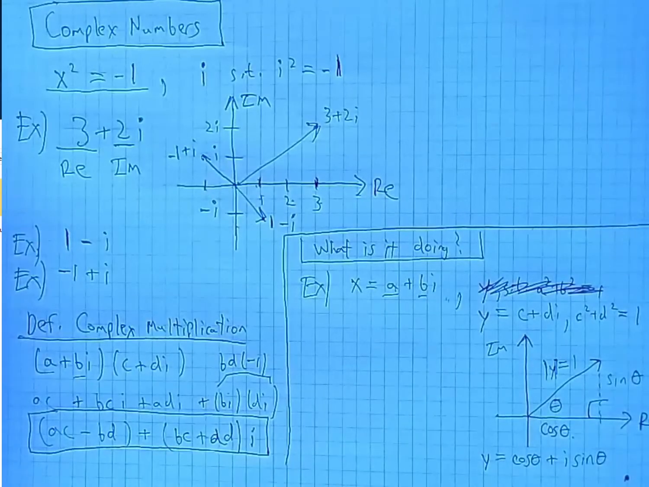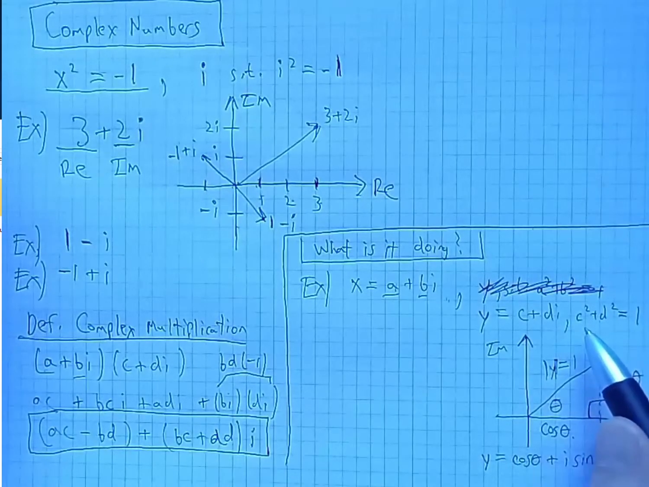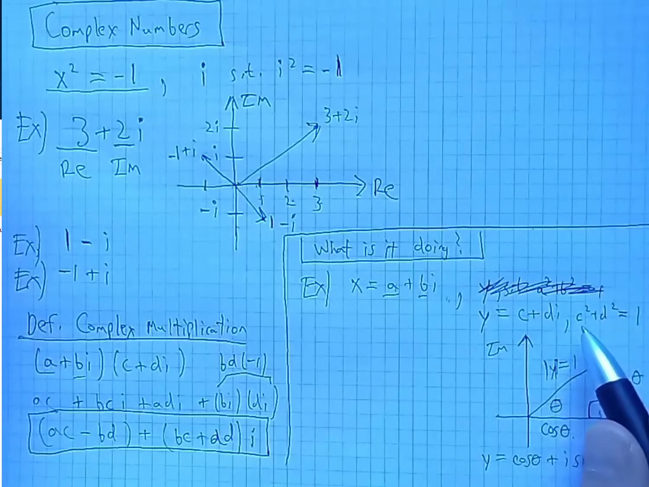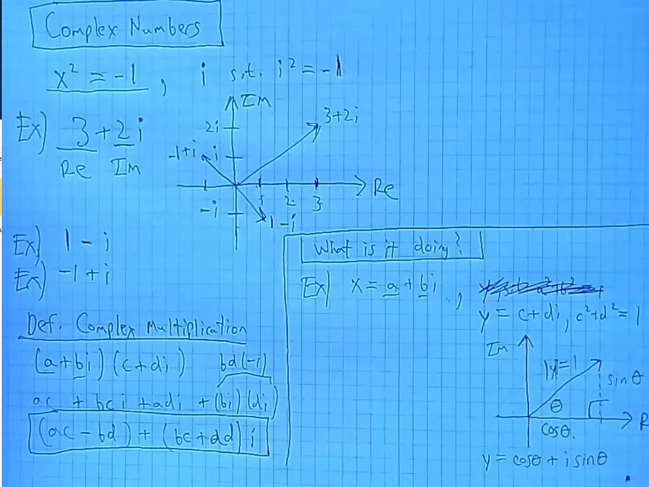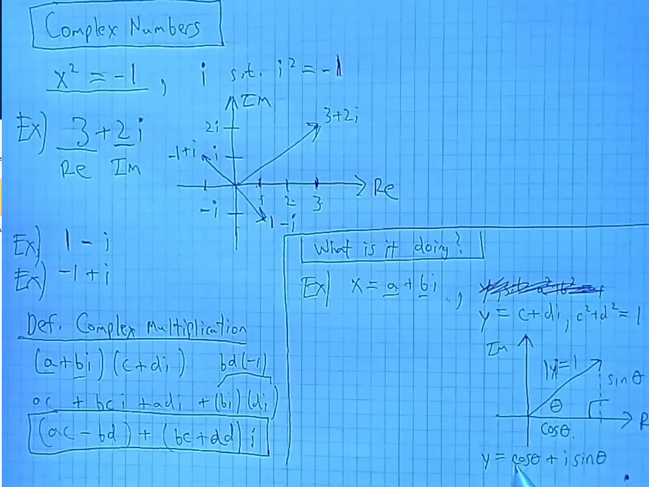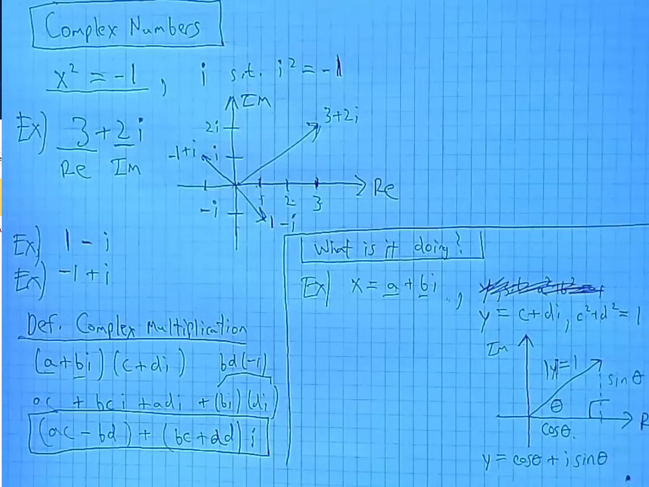So for any complex number that has magnitude 1, where the square of the real component plus the square of the imaginary component is 1, I can write it in this so-called polar form. I can give it an angle and just say that it's going to be cosine of theta plus i sine theta.